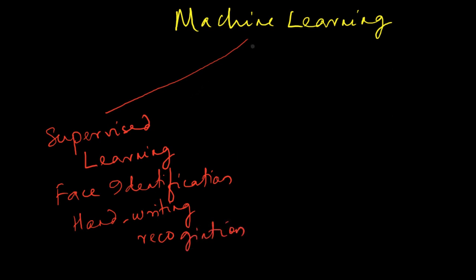The second type of machine learning is what is called unsupervised learning. So what is unsupervised learning? It is the exact opposite of supervised learning. That is obvious from the name itself. So in unsupervised learning, we do not provide any kind of output tag to our machine learning algorithm.